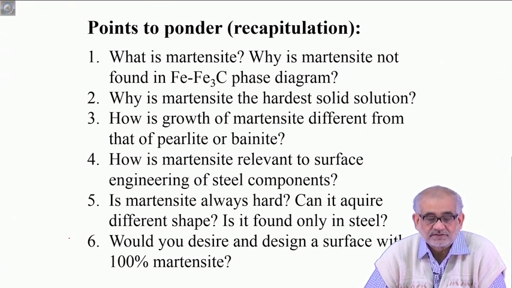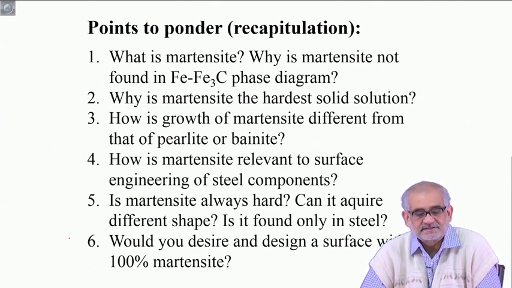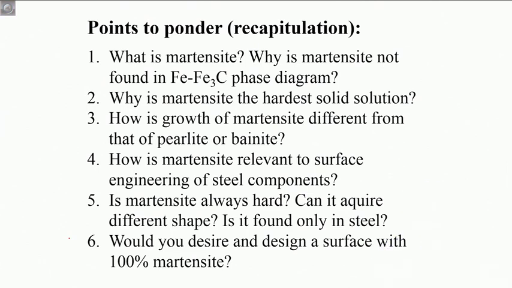We discussed what the other possible reasons are, like lack of slip systems or a relatively complex crystal structure like body-centered tetragonal, a very small size of the plates or platelets, and so on. Because of all these reasons, we see martensite as the hardest solid solution. The growth mechanism is completely different compared to pearlitic or bainitic, and for that matter any other diffusion controlled transformation, including allotropy or massive transformations and so on.